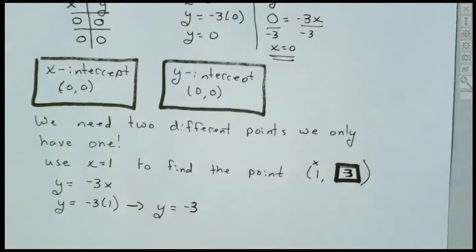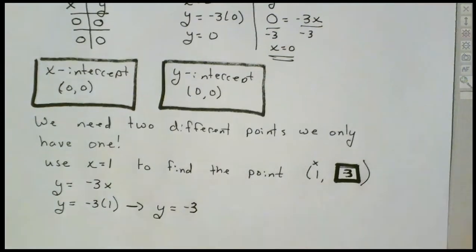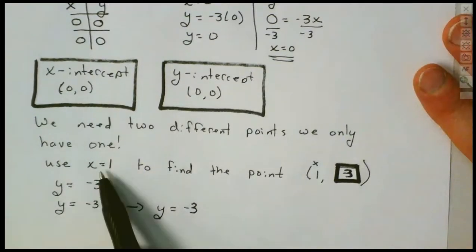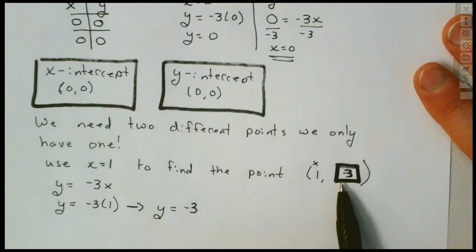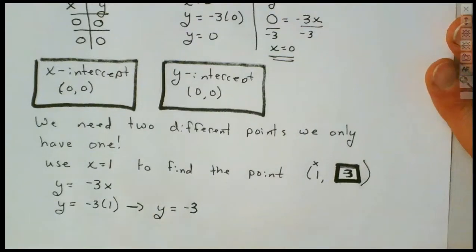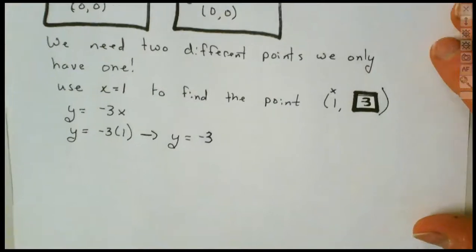Now we have enough, because now we have 2 different points. Okay, we have the 0, 0, and we have this extra point. So if you get the 0, 0, only time you're going to have to do this is if you get the 0, 0. If you get the 0, 0, you need another point. So just make x equals 1 and complete the ordered pair. That's going to give you everything that you need to know.